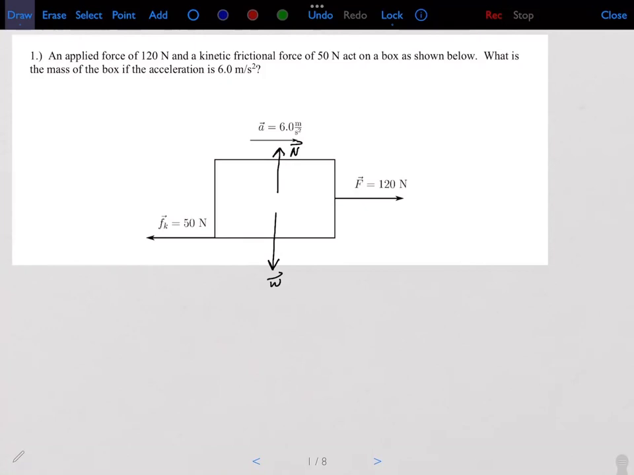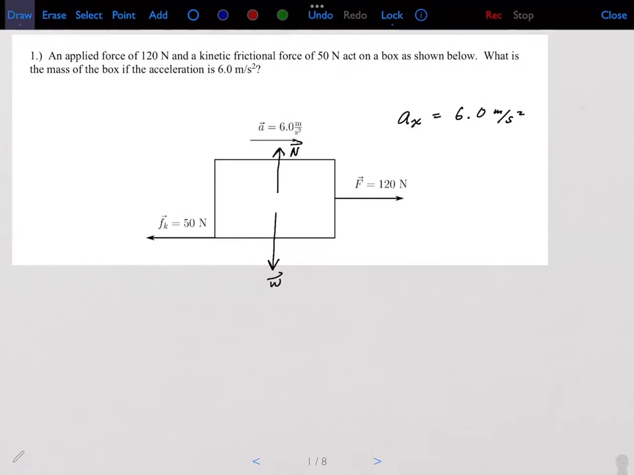Now, because we're given information about the acceleration and it's pointing right in the x direction, this acceleration here is really ax, right? So really we know ax is 6.0 meters per second squared. Okay, so we really don't need the y information, but let me just walk you through this and go through the y information as well, just so you get some practice on how to do this.